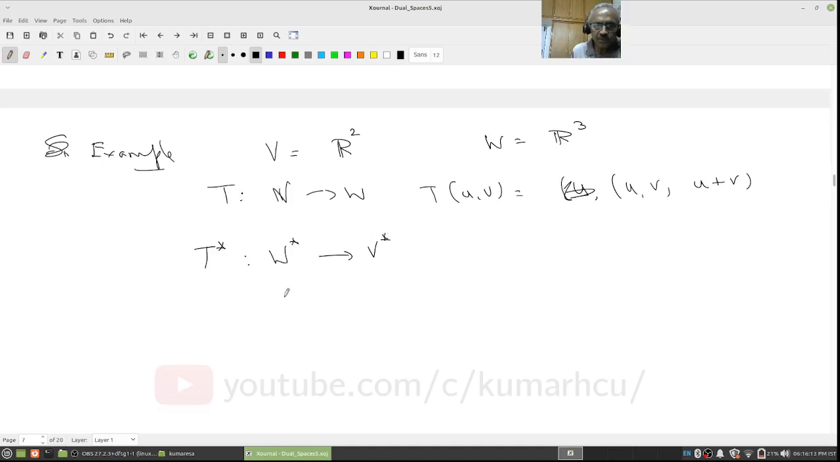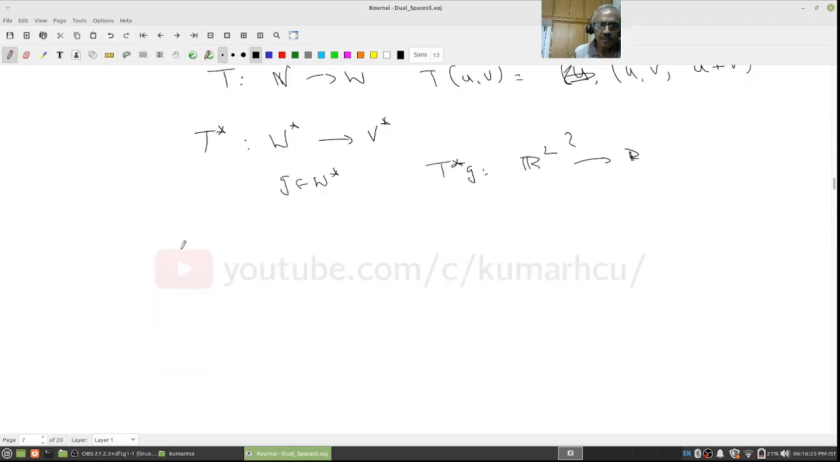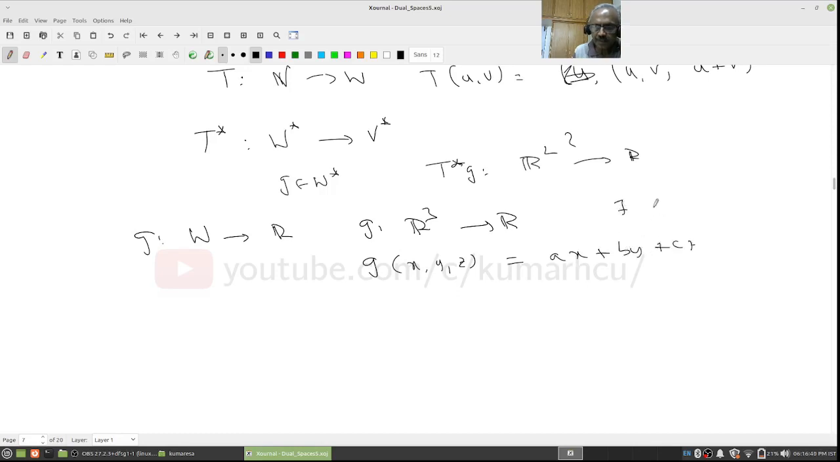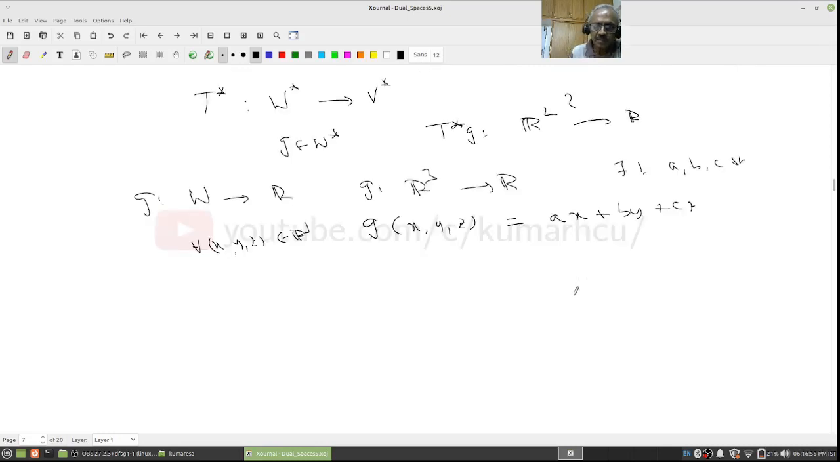You understand? So you give me a G in W star, then I have to tell you T star of G, which must be a linear map from R2 to R. This is what I have to find out. Now G is from W to R, that is, G is a linear map from R3 to R. Then we know that G of (x, y, z) is of the form ax plus by plus cz. There exist unique a, b, c such that this is true for all (x, y, z) in R3. We had already seen this in the first session.